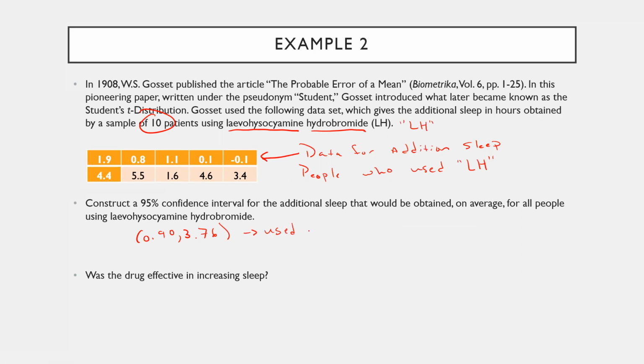Okay, so I used the calculator. And these were the options we did. We pressed the stat button, we went over to tests, and then we went over to T interval. Okay, so this is what we're saying. We're 95% confident that on average, the additional sleep people will get by taking this drug is somewhere between 0.9 hours and it could be as high as 3.76 hours, and it's everything in between.